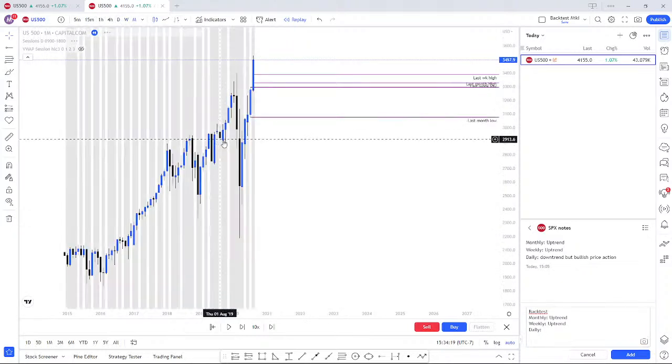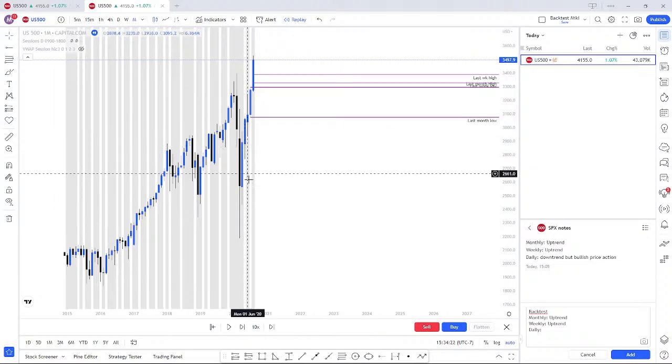Like the monthly changed to uptrend at this candle here. Prior it was a downtrend, so it changed at this candle to uptrend. Then it became a downtrend at this candle. It should have become a downtrend, but it was like downtrend but bullish price action. You get what I'm saying? Same way I wrote daily downtrend. So at this point, bullish price action, and once this candle happened, I'll change it back to uptrend because bullish price action is going up.